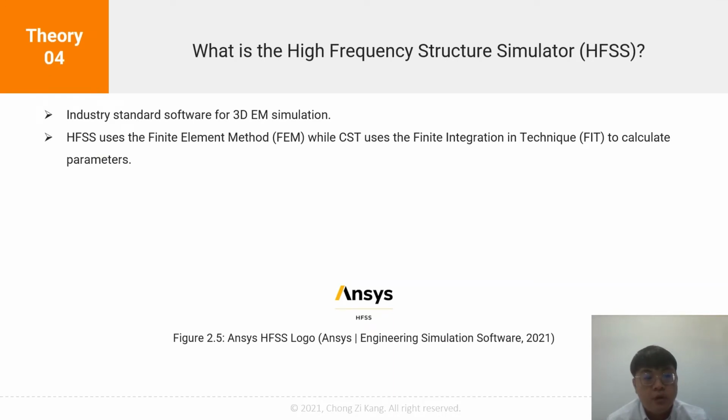ANSYS HFSS is an industrial standard software for 3D EM simulation. According to the research done by Javita and others, HFSS uses the finite element method to calculate parameters such as resonance frequency, S parameter, and field, which can design the antenna more accurately than CST, because CST uses the finite integration technique. Therefore, ANSYS HFSS is widely used by engineers around the world to design and simulate electronic products in the high frequency band, including antenna, RF or microwave components, and printed circuit boards.